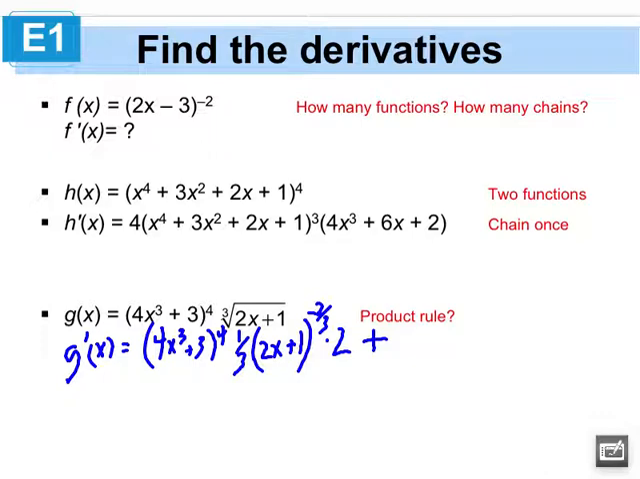I just have a simple question, where'd that 2 come from? That's a chain rule. I wrote 2x plus 1 to the 1/3 power, brought the 1/3 down, reduced it by 1. There are 2 functions there, so I have one chain, took the derivative of the stuff inside. That's the first half of the product rule. Here comes the second half.